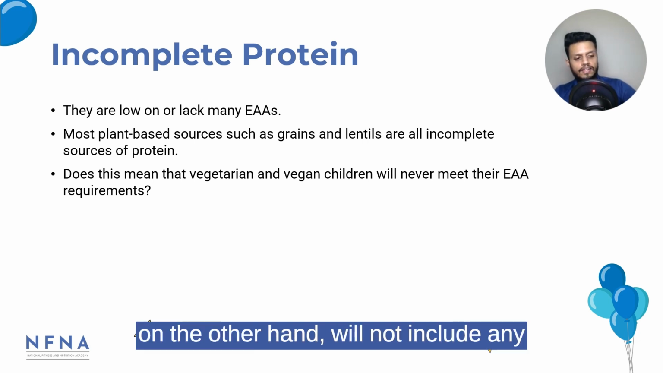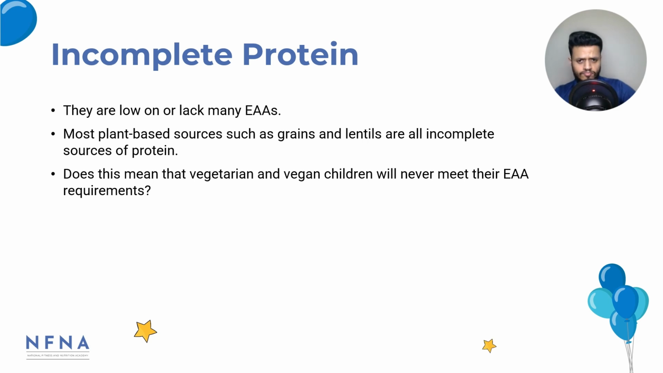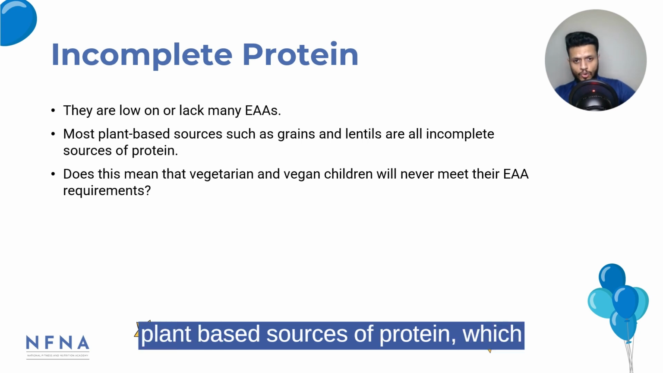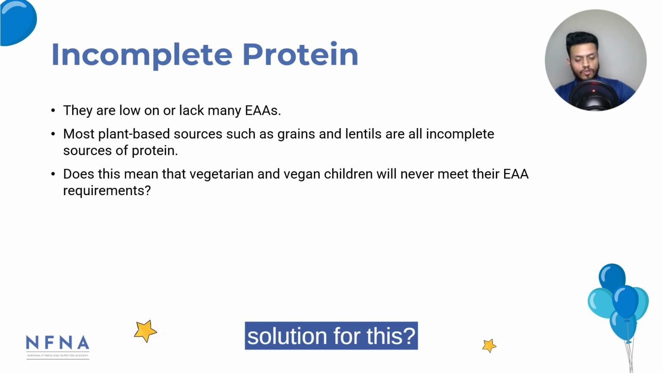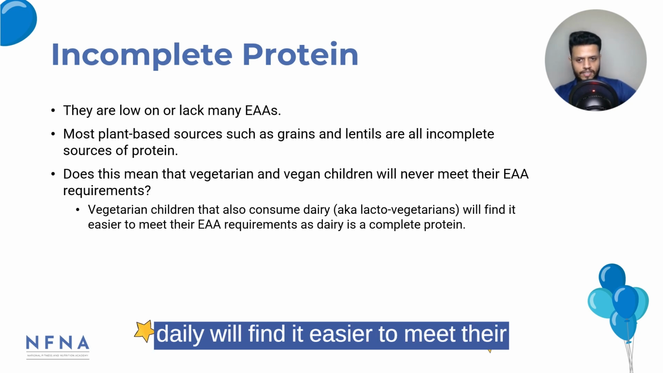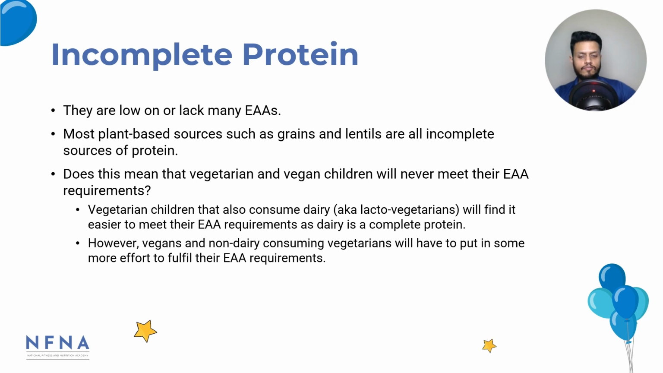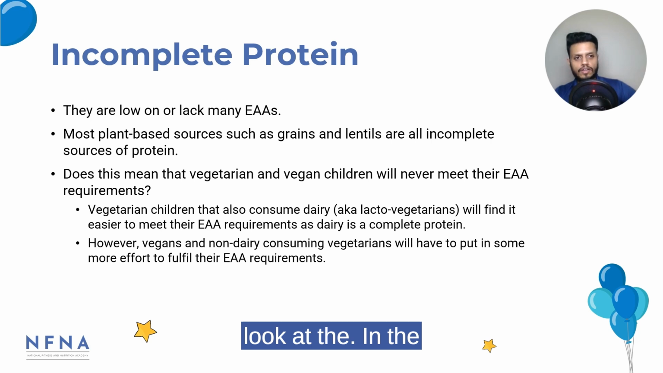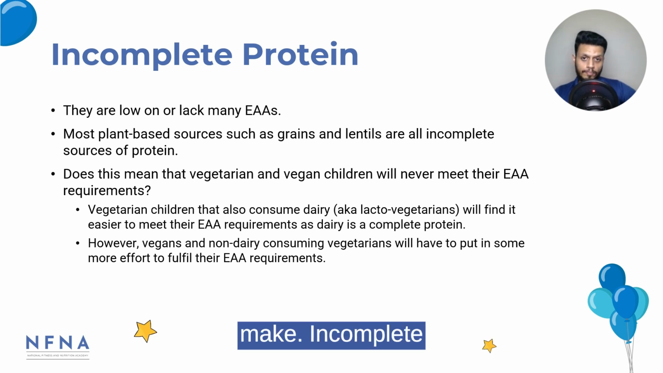Vegans, on the other hand, will not include any animal products whatsoever. No eggs, no dairy, no honey, none of those. So as a result, they will be relying entirely on plant-based sources of protein, which means they'll be getting only incomplete sources of protein within their diet. So what is the solution for this? Vegetarian children that also consume dairy will find it easier to meet their essential amino acid requirements, like I mentioned. Vegans and non-dairy consuming vegetarians will have to put in more effort. So in the next section, let's look at the different techniques by which we can make incomplete proteins complete.